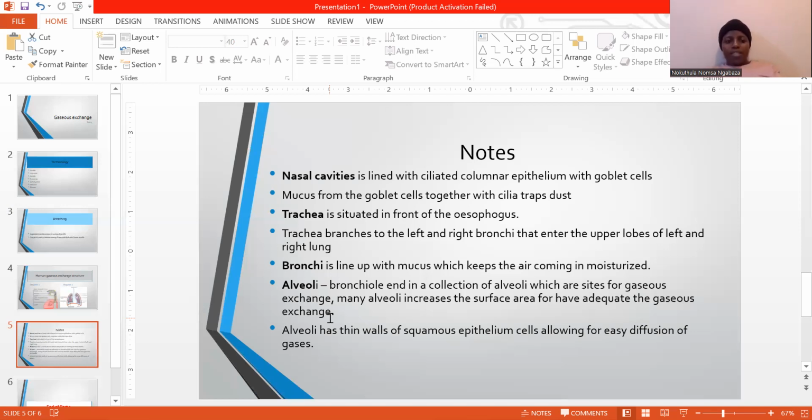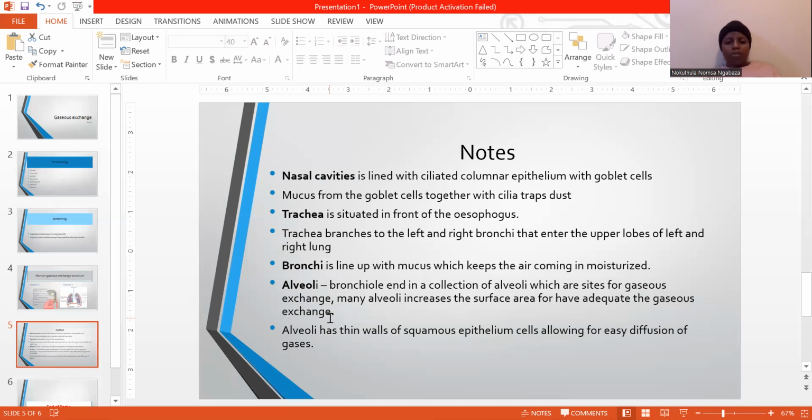The alveoli also have a thin wall, which is made of your squamous epithelium cells. We have done these previously. One of the places where you can find the squamous epithelium cell, we did say, is in your mouth or in your vagina in grade 10. So now we find it again in the alveoli.